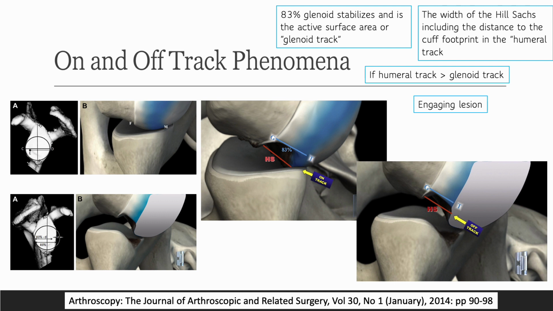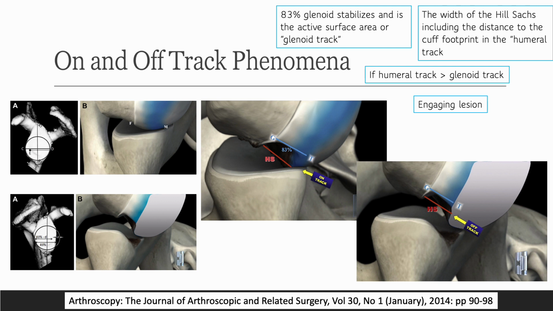So if we want to understand pre-operatively whether somebody is going to have an engaging or non-engaging Hill-Sachs lesion, or is an anterior instability patient who will require a bigger surgery than just an arthroscopic surgery, then we have to do some estimations and measurements and understand something called the on and off track phenomenon. In order to do this, we have to first understand something called the glenoid track, which is essentially the amount of glenoid that is available for articulation.